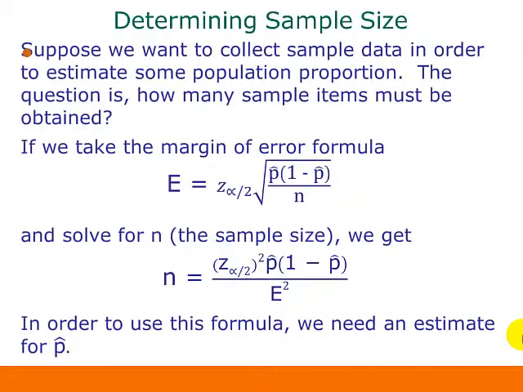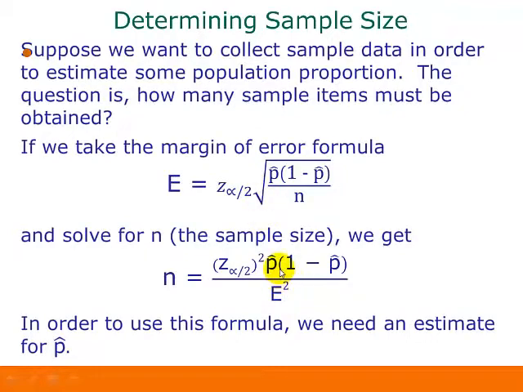So when we're determining sample size, here's how we look at it. Suppose we want to collect sample data in order to estimate some population proportion. The question is, how many sample items must be obtained? In other words, what's the sample size that we have to have? So if we take our margin of error formula and solve it for n, the sample size, here's what we get. We have to square our critical value and then take our p hat times 1 minus p hat and divide by our margin of error squared.